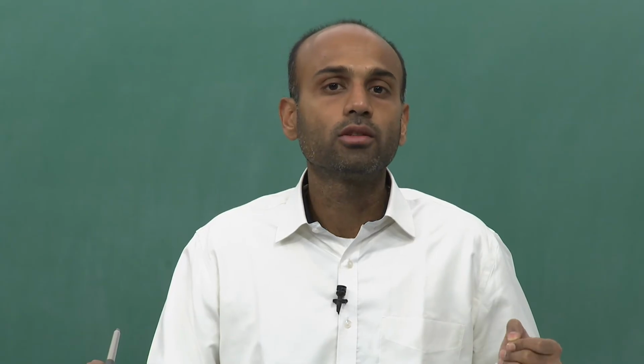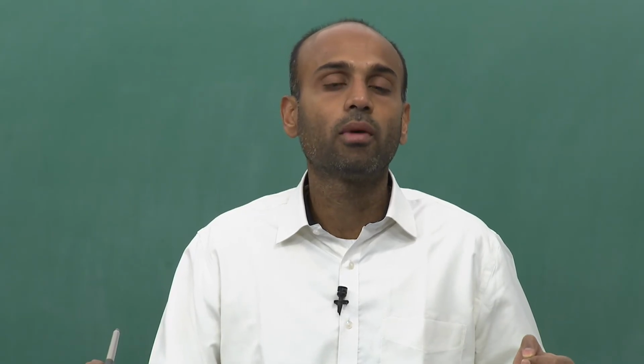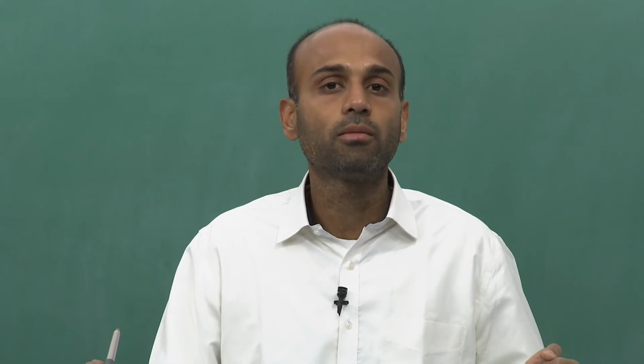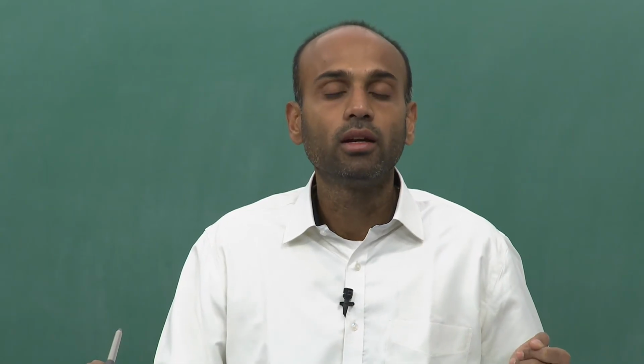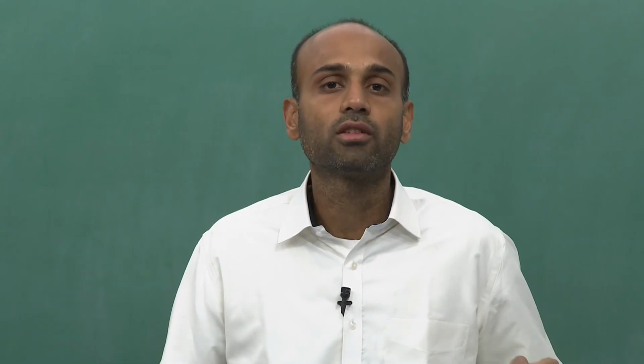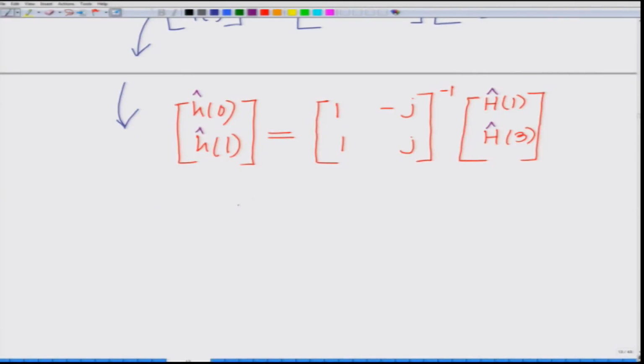So, I need two equations to determine these time domain channel taps, and those two equations are given by capital H1, the estimate of the channel coefficient on subcarrier 1, and capital H hat 3, the estimate of the channel coefficient on subcarrier 3. And from this, I can find the estimates of the time domain channel taps, and of course this 2 cross 2 matrix is easy to invert: 1 over the determinant, that is 1 over 2j, times interchange the diagonal entries, that is j and 1, and the negative of the off diagonal entries, that is j comma minus 1.